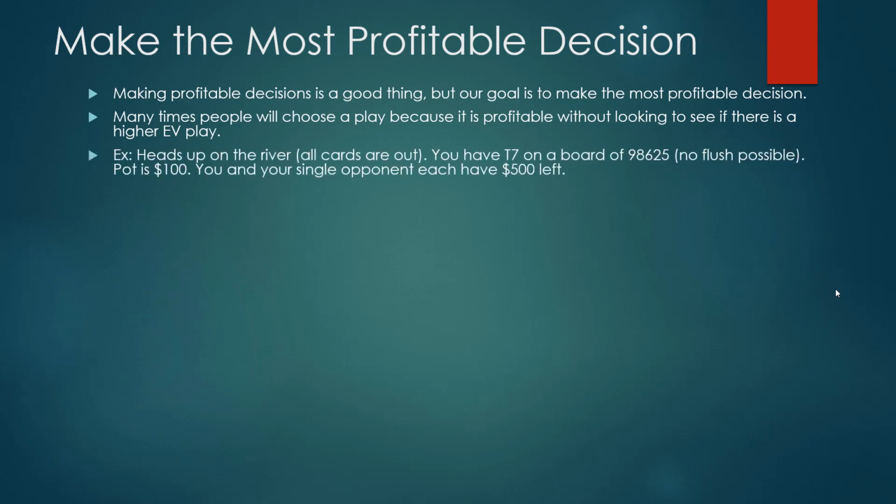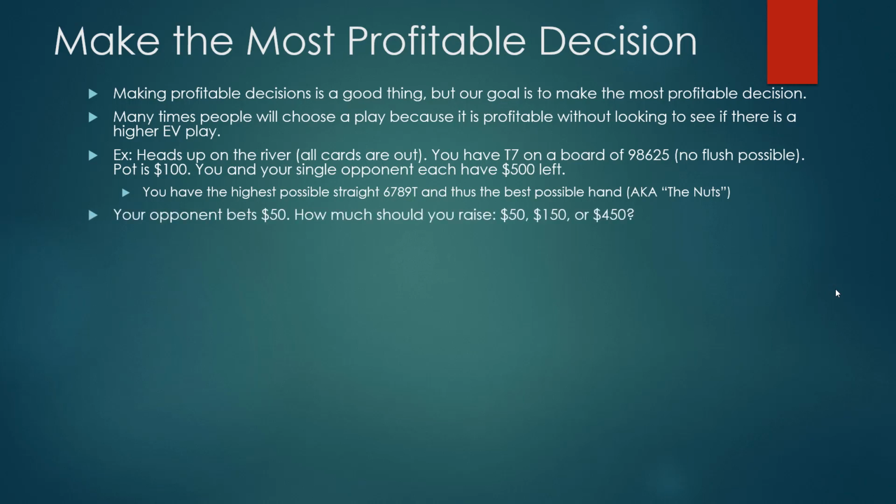So another example from poker. You're heads up on the river and you have 10-7. So just a 10 and a 7 in your hand on a board of 9, 8, 6, 2, 5. So you essentially have the highest possible straight. You can only use 5 cards in poker. 6, 7, 8, 9, 10. So you literally have the nuts, the best possible hand on this board.